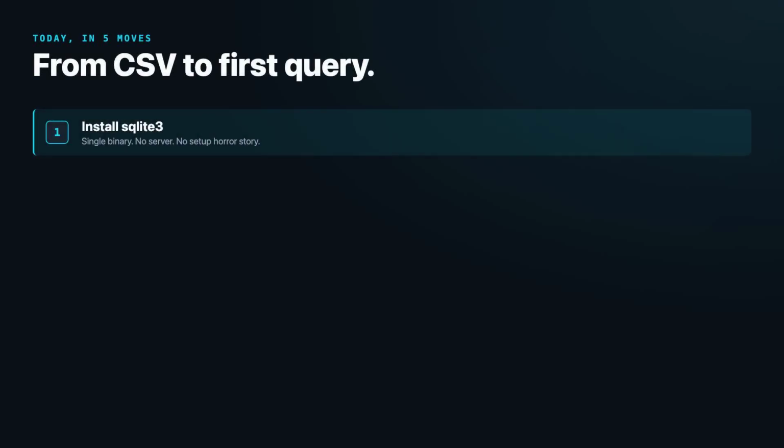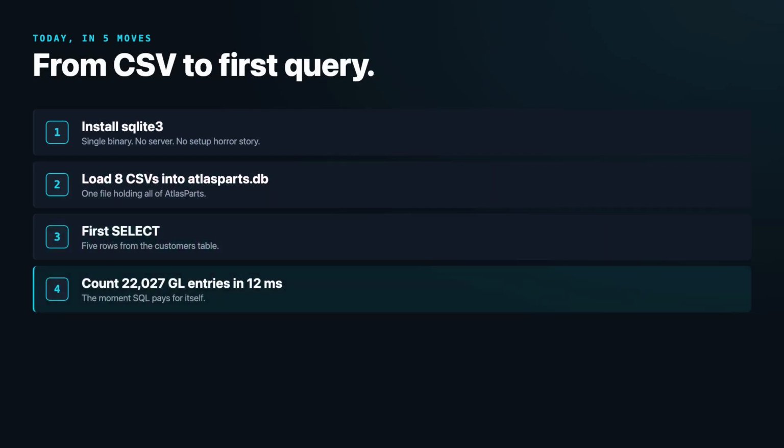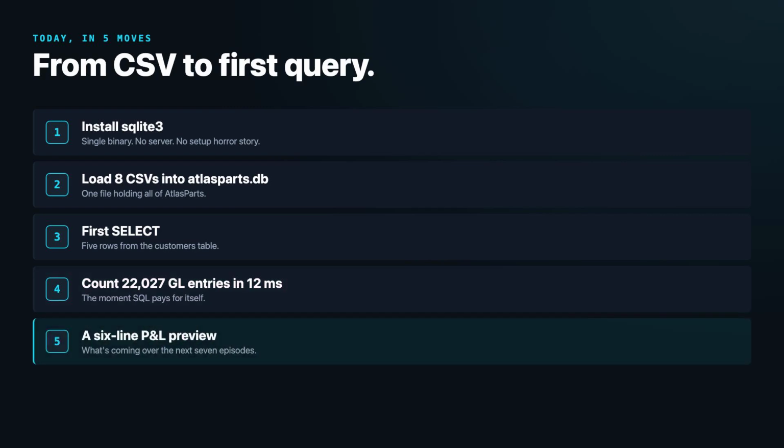Today, in 5 moves, from CSV to first query. Install SQLite. Load 8 CSVs into one database file. Run the first select. Count 22,000 journal entries in 12 milliseconds. And preview a 6-line query that produces a real P&L breakdown. By the end of this episode, you've got a database, you've run a query, and you've seen what's coming over the next 7.